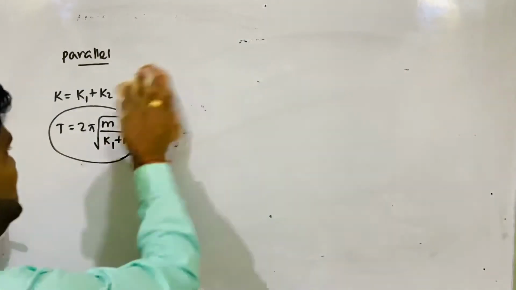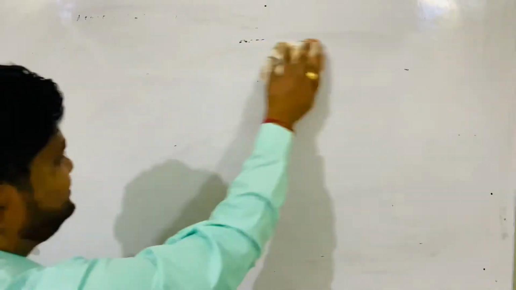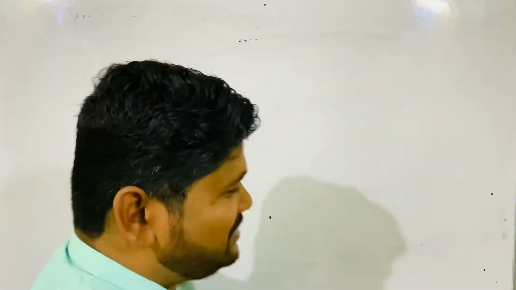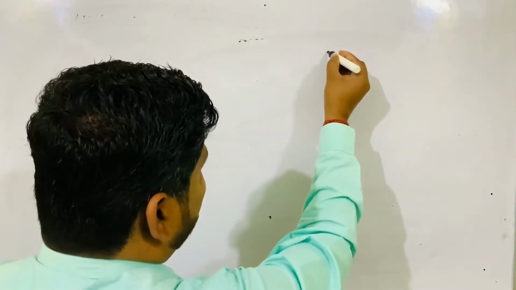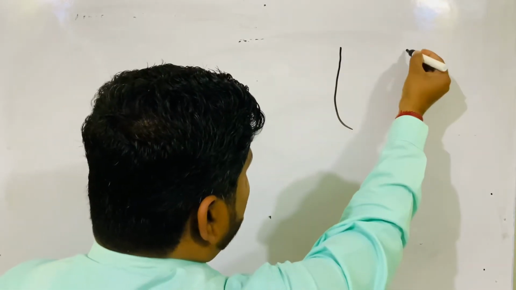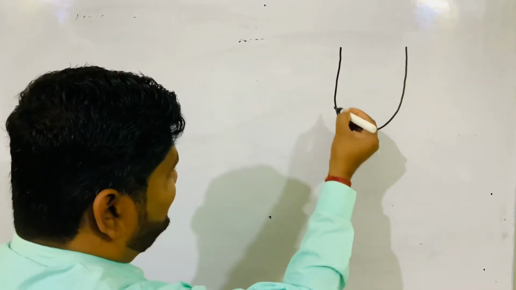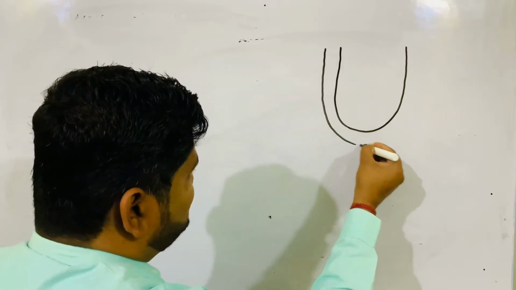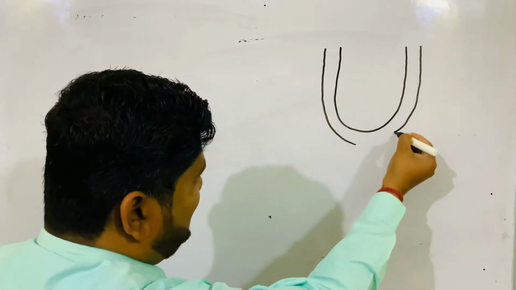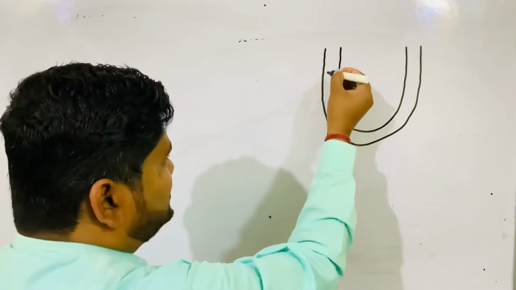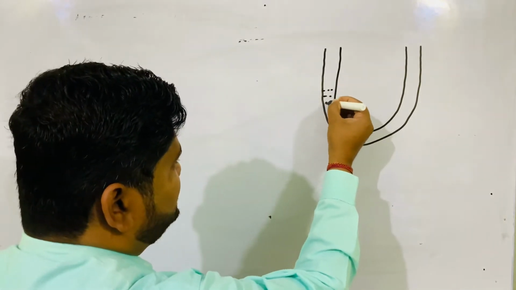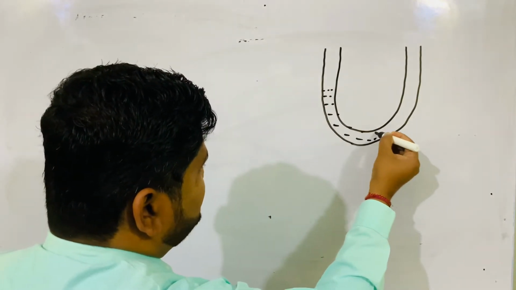So spring is over. Now what is the next example? Liquid in U-tube. U-tube means what you're watching now? Not Y-O-U, that's YouTube. U-tube means this one, this U-shaped tube. You might have seen this in your lab. So liquid is kept in this U-tube.